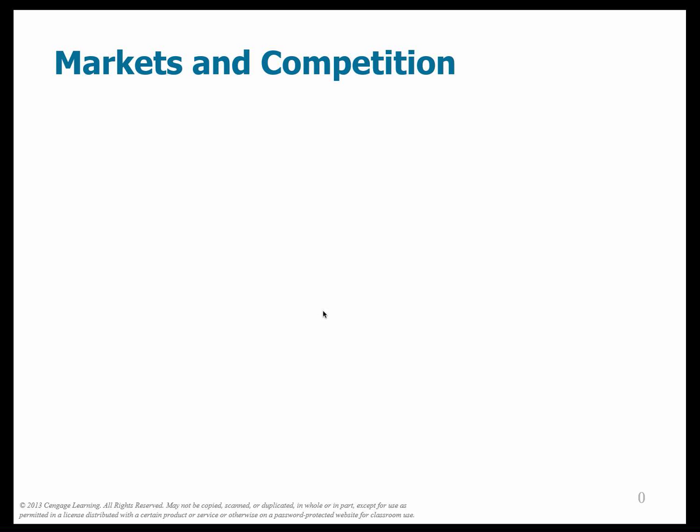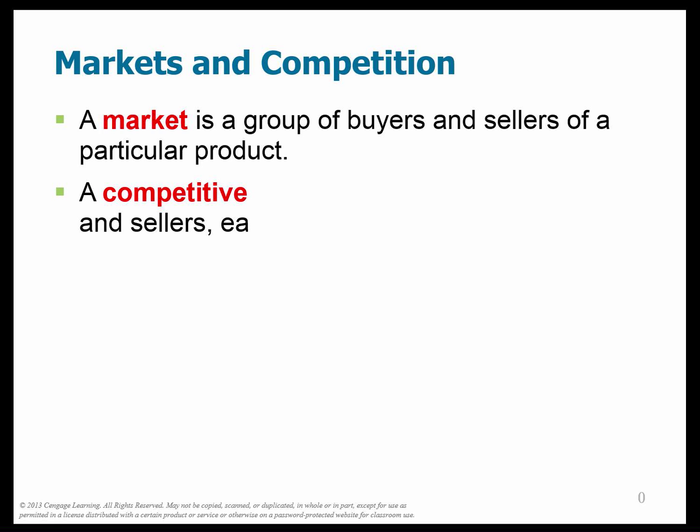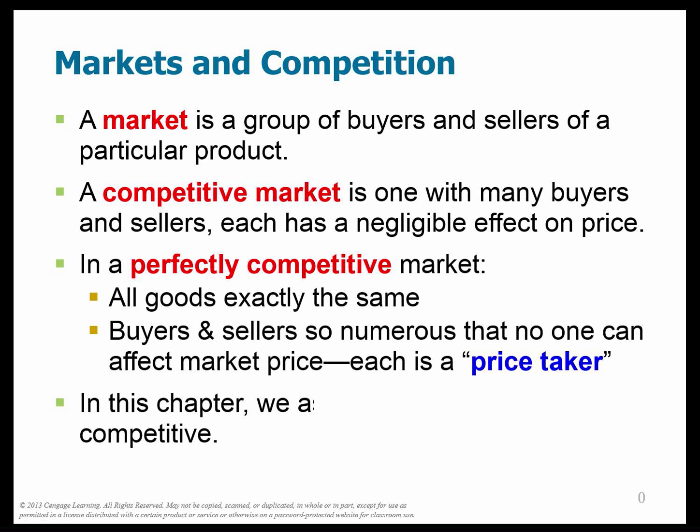Hi, let's talk about Chapter 4, Markets and Competition. Before we begin, you're going to need a couple of definitions. A market is a group of buyers and sellers together. It doesn't have to be in a single location. It's just a bunch of people who are willing to make an exchange.